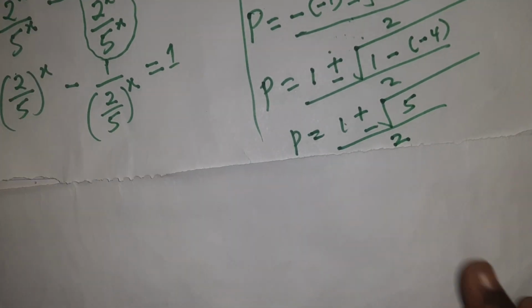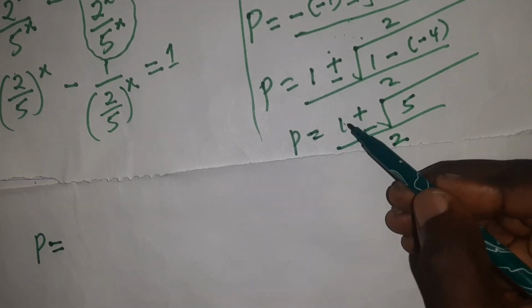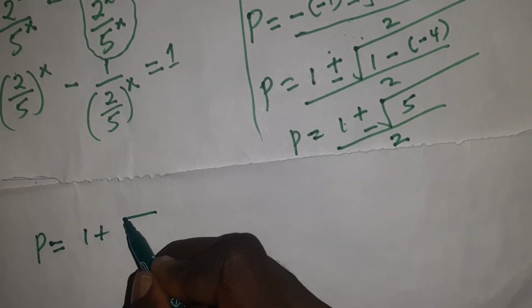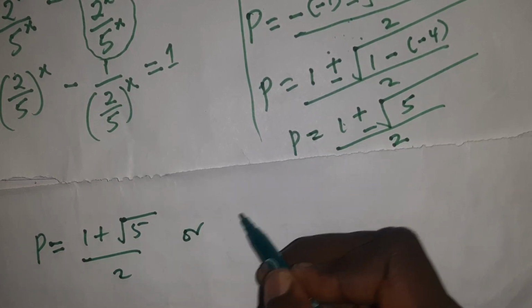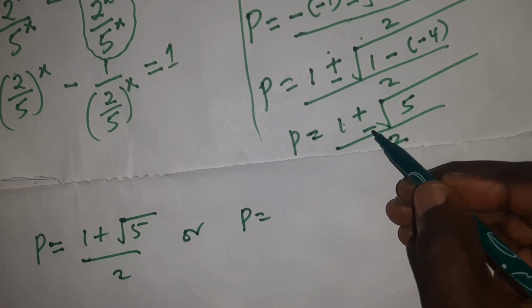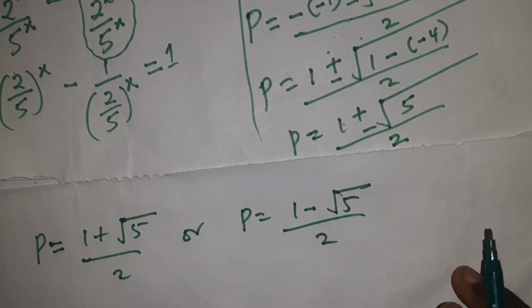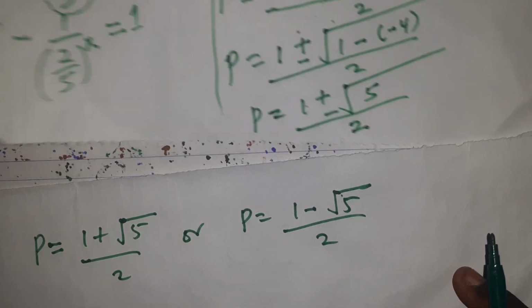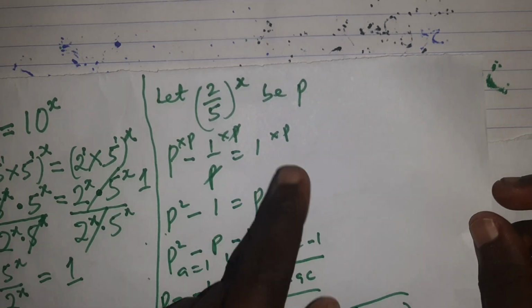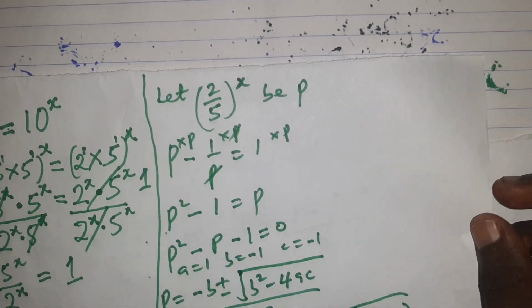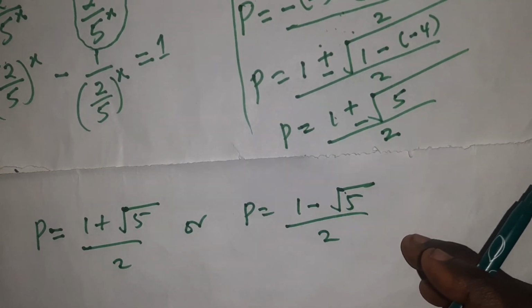So from here we now have p equals either 1 plus root 5 over 2, or p equals, using the negative sign now, 1 minus root 5 over 2. But remember that we made p equal to something at the initial stage. We said let 2 over 5 raised by x be p, so I'm bringing it back to the equation.